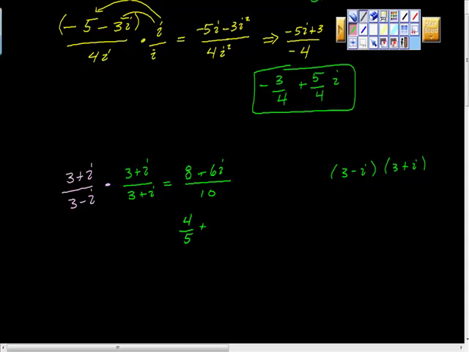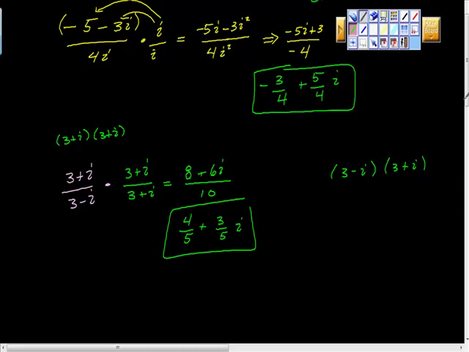4/5 plus 3/5 i. Everybody okay with that answer? Again, if you need to, stop the video for a second and go back and do this math here. Do the 3 plus i times 3 plus i. Do this FOIL and see what you get. I think when you do the FOIL, you'll get this. Okay?